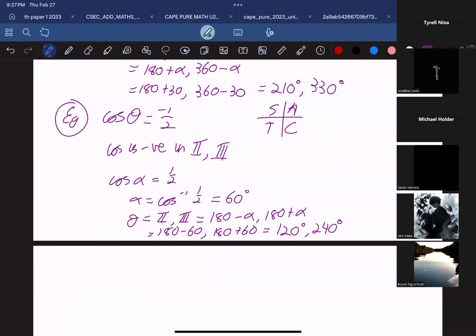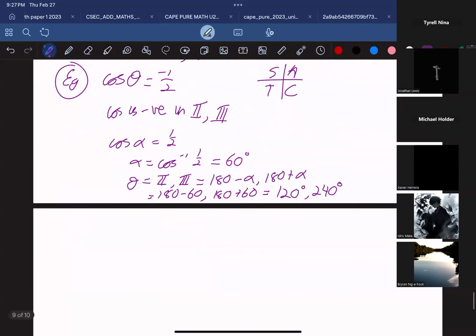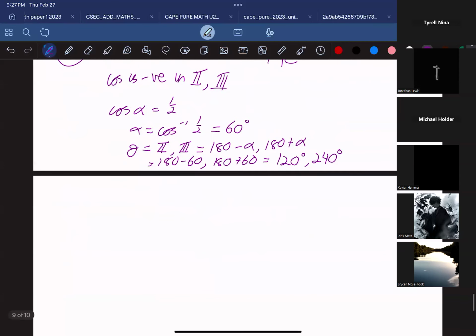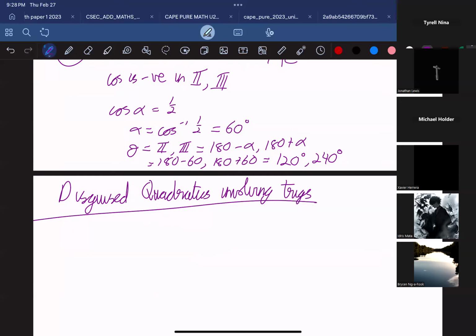Now, then we have our disguised quadratics involving trigs. So something to note here, sine squared theta is the same as sine theta all squared.